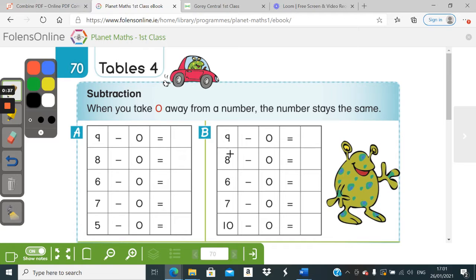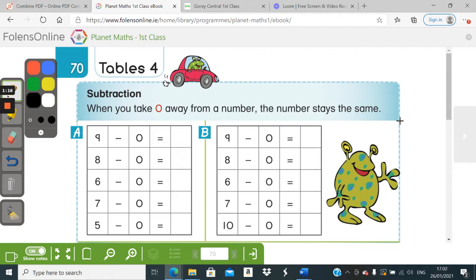Exercise A and B are very similar. They talk about this here. When you take 0 away from a number, the number stays the same. Now, if you find that hard to understand, just imagine you have some sweets. You have a bag of 10 sweets, and if you give sweets to someone else, you're going to have fewer sweets, which means that the amount of sweets will be less, which is what subtraction is. When we subtract or minus or take away, they all mean the same thing, by the way. We make a number smaller. And we make a number smaller by giving things away.